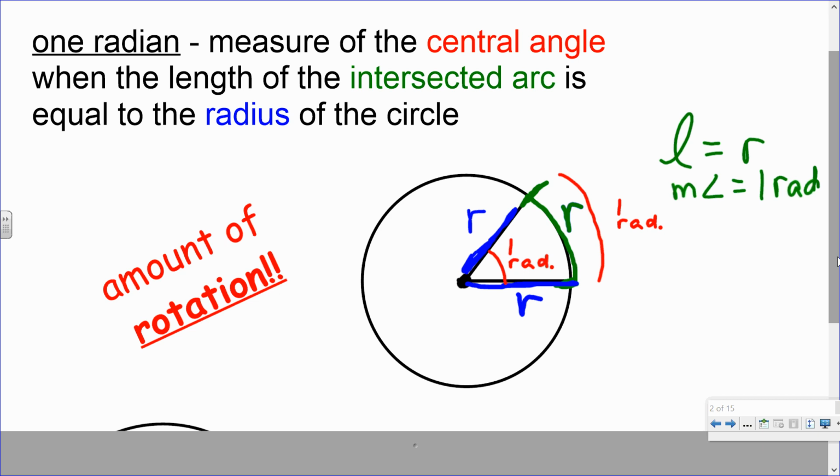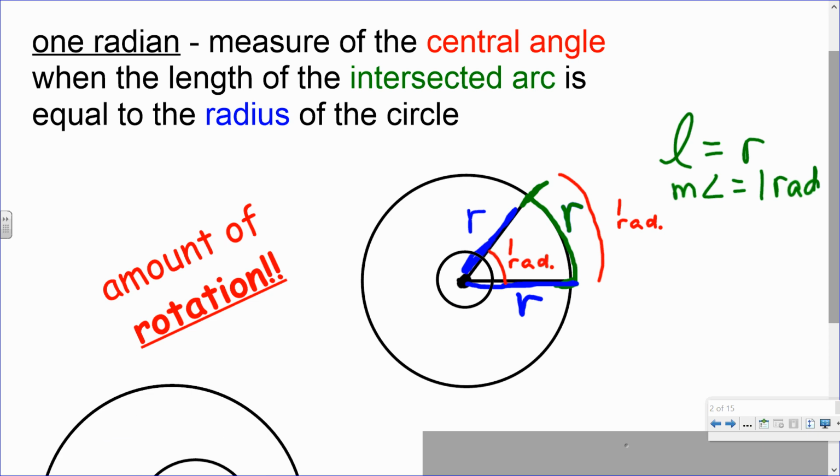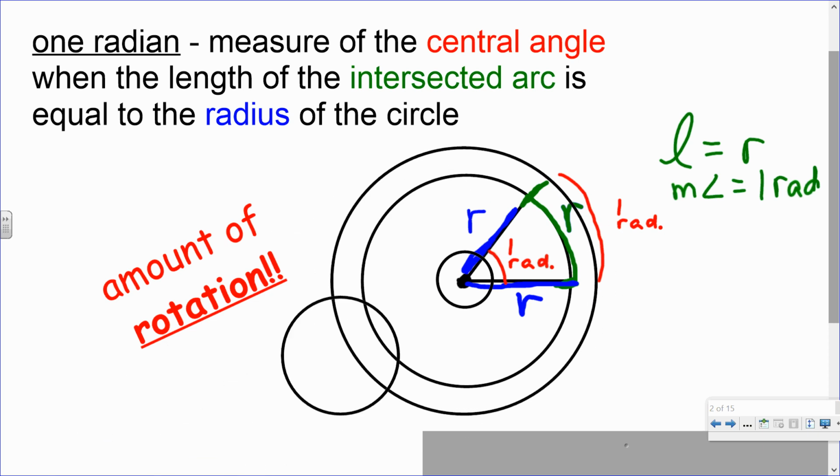Just like with any angles that we've talked about, it does not matter where we measure that angle. It doesn't matter if we're talking about this teeny tiny little piece of a small circle, or a circle that's even bigger, or somewhere in between. All of those that I have outlined in blue would have a measure in radians of 1 radian.